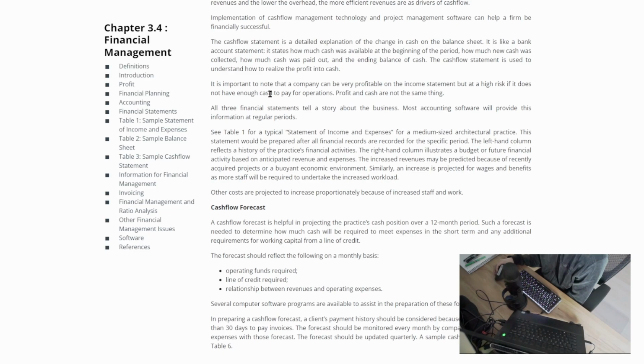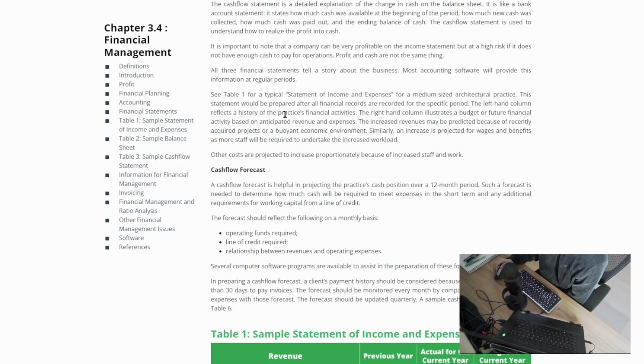It is important to note that a company can be very profitable on the income statement, but at a high risk if it does not have enough cash to pay for operations. Profit and cash are not the same thing. All three financial statements tell a story about the business. Most accounting software will provide this information at regular periods.